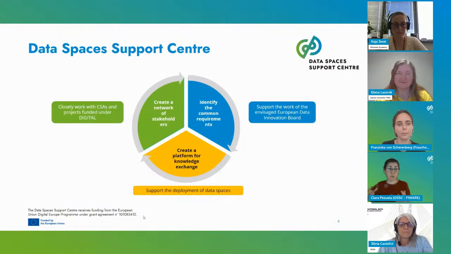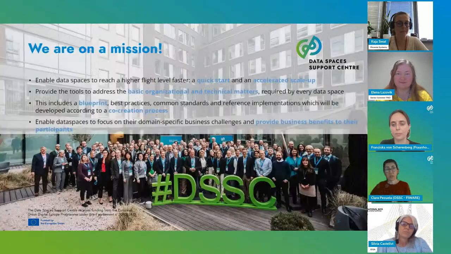So thus the mission, or the three main objectives of the Data Space Support Center, is on one side to create the network of stakeholders around this concept of data spaces. On a second objective is to identify which are the common requirements across all these data spaces in order to support the European Data Innovation Board in the implementation of the Data Act. And finally, the third objective is to create a common platform in order to allow the data spaces to exchange knowledge and to provide support to the data spaces in the phases of both preparing the data space and deploying the data space.